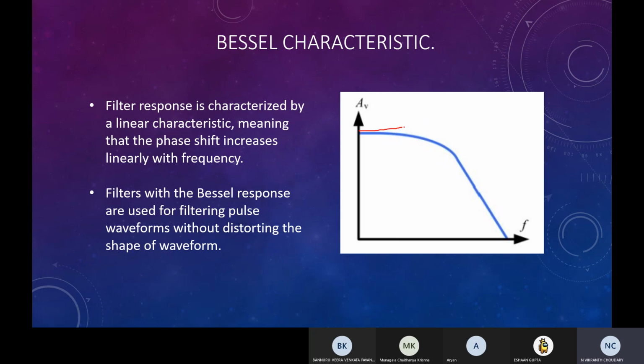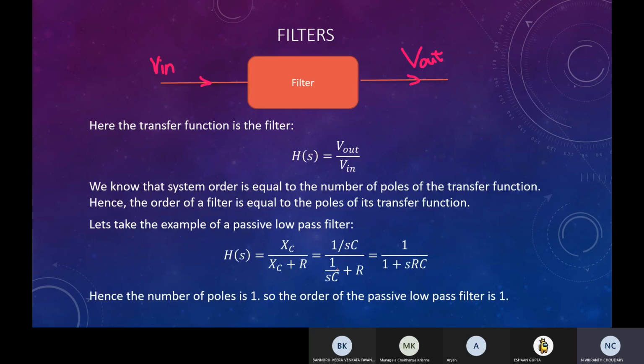So Butterworth would be a horizontal line, and Bessel characteristics would just start decaying before Butterworth itself. So it will be constant for a very little time, and then it will start decaying. Bessel characteristics are used for pulse waveforms, where the shape of the waveform should not be distorted. So these are the three main filter response characteristics.